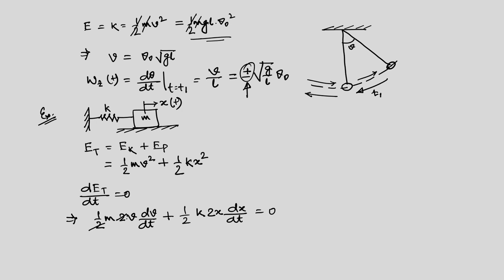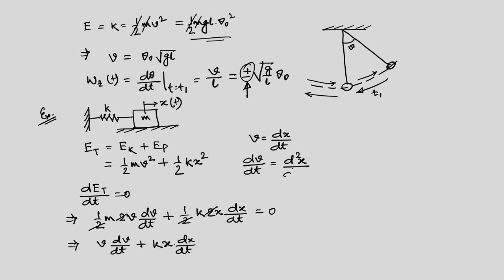Obviously, this half and this half in the second term get cancelled. So, what we are left with is V dV dt plus kx dx dt. Obviously, we know what velocity is. Velocity is dx dt, and if we differentiate velocity with time, we can write it in terms of displacement also, it is the second derivative of the displacement x of t. Now, if you use that information, this term we can modify with v, and this is equal to 0.